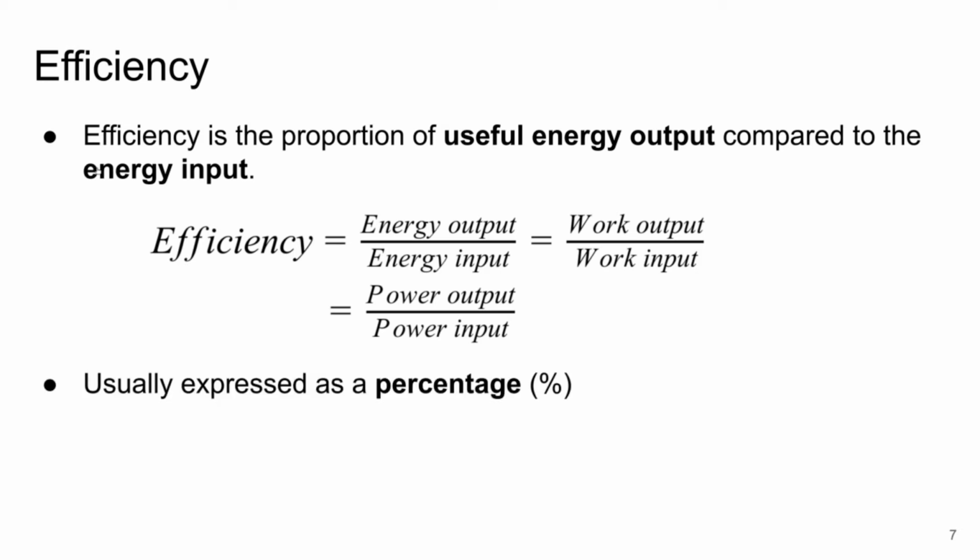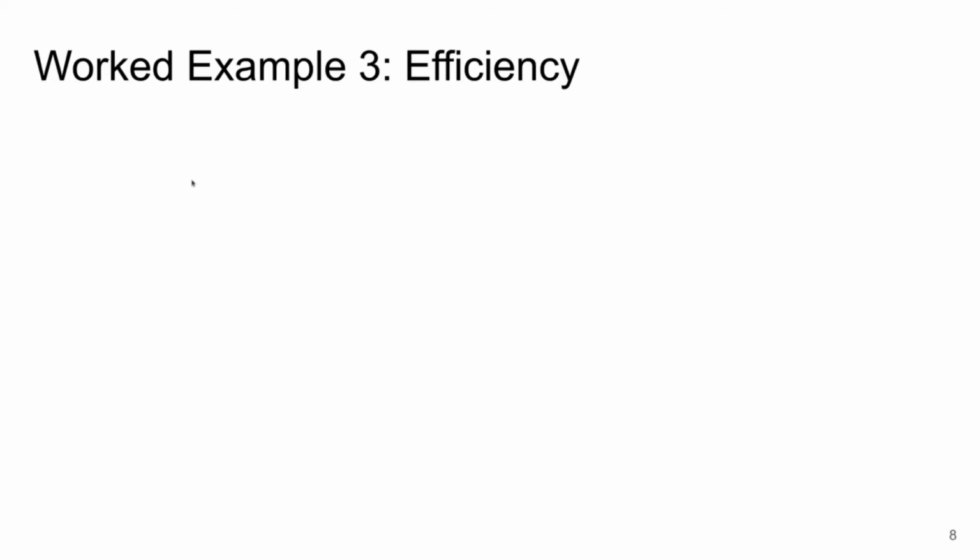And efficiency is usually expressed as a percentage. And we would normally want efficiency to be as high as possible because we want to get the maximum amount of useful energy output. So let's work through an example to practice what we've just learned on efficiency.